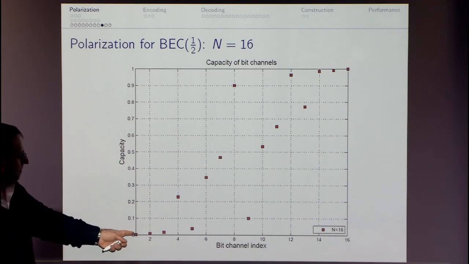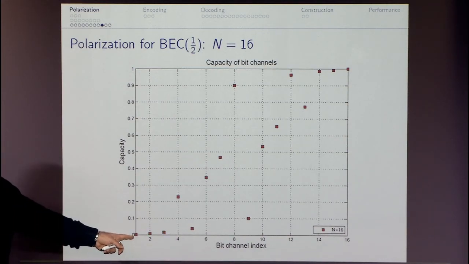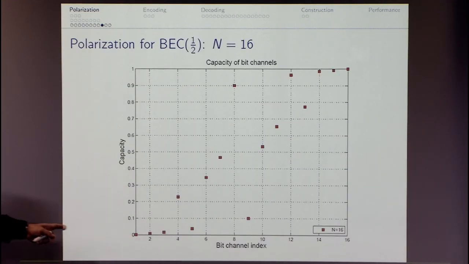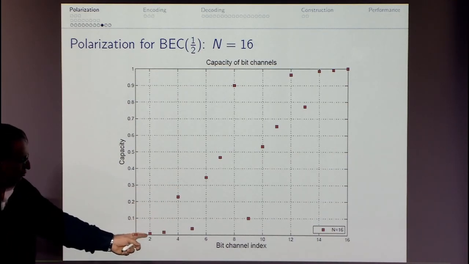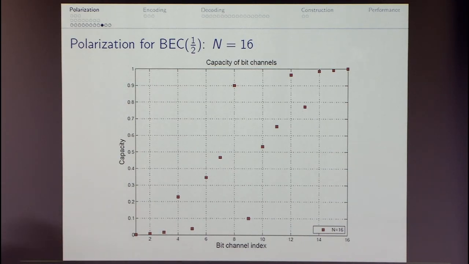And it's a size 16 construction. The first channel has capacity almost 0. And then the second channel, the third channel. Now this is the reason why I drew the figure in that different order: now we are doing the decoding in natural order. And you see that at small indices, we have some very bad channels. And as the index gets large towards the end, as you might guess, the capacity becomes near 1.